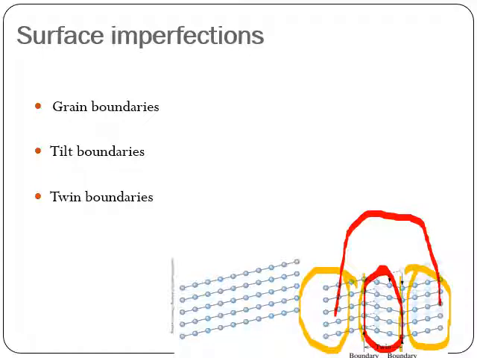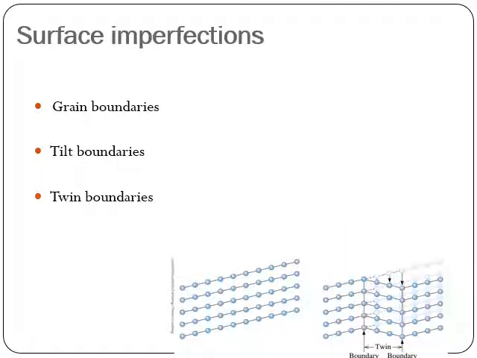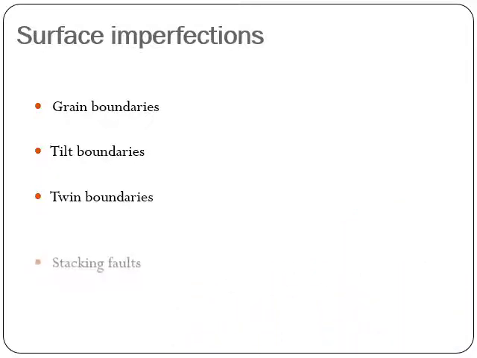A twin boundary is normally a phenomenon of plastic deformation, where we have a plane of atoms which is a mirror image across the twin boundary. Okay, and the last one we are going to have is a stacking fault.